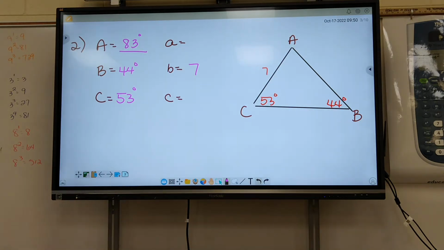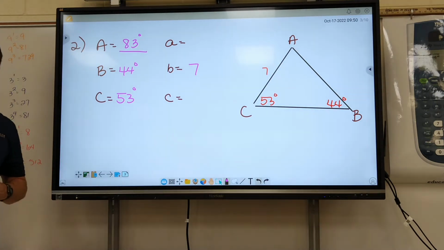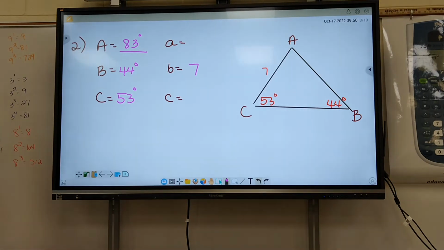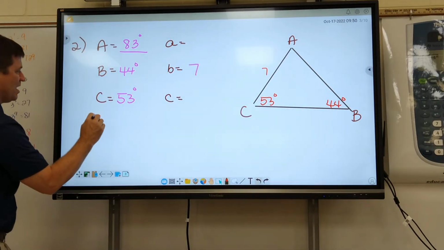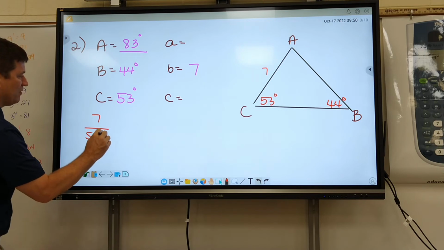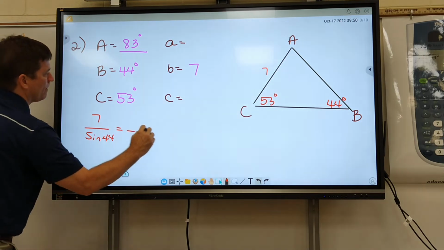All right, which letter, A, B, or C, do I have to start with on this problem? B. Does everybody understand why we have to start with B? It's the only one with both answers. Good. So we're going to write down 7 over sine of 44 equals.